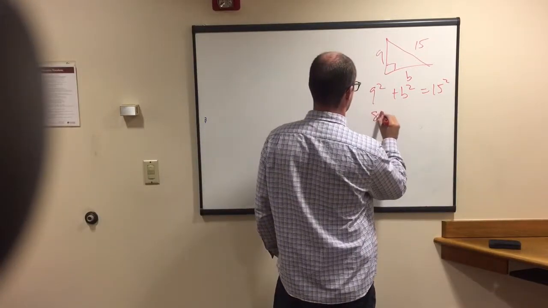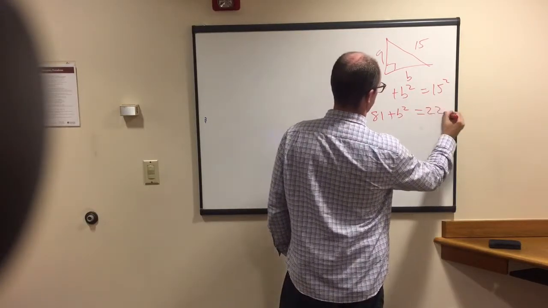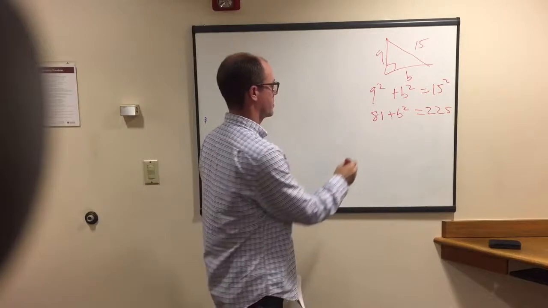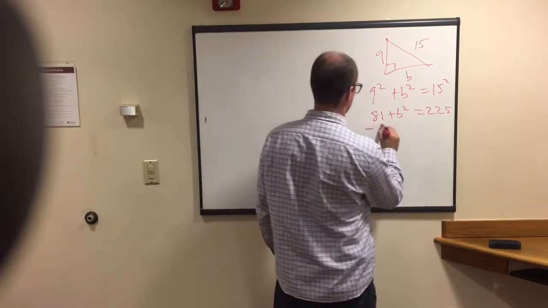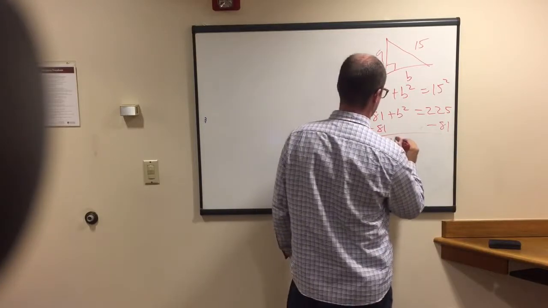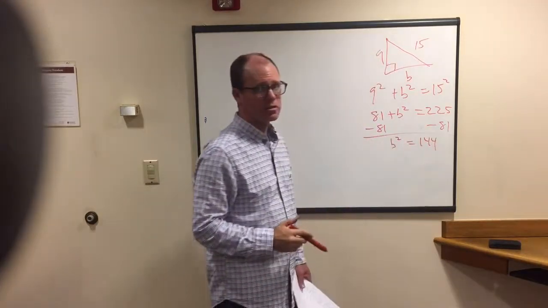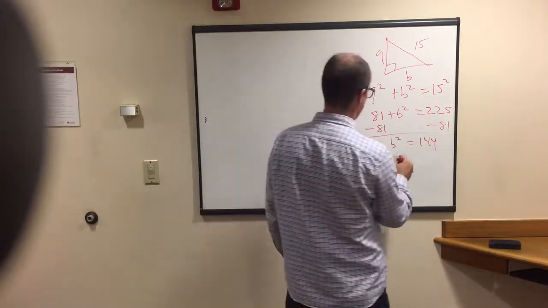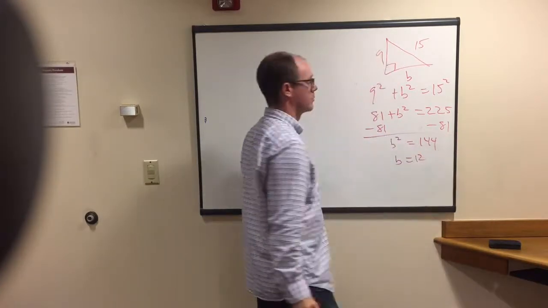9 times 9 is 81, plus b squared equals 15 squared, which is 225. And now we need to get rid of this 81, so we get b by itself, so we can do the square root and get on our way. So subtract 81 from both sides, and we have b squared equals 144. So 225 minus 81 is 144. Square root on each side, the square root of 144 is 12. b equals 12.